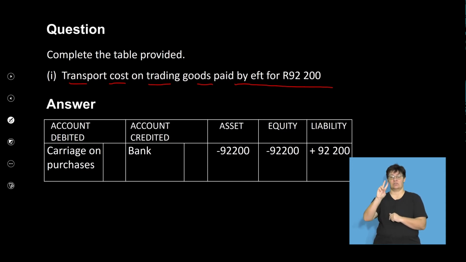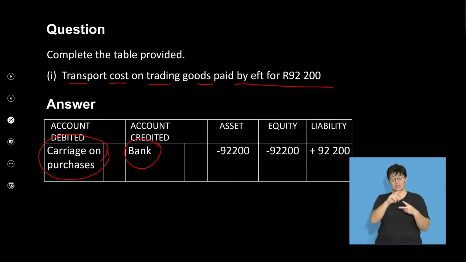Watch, account debited is carriage on purchases, account credited is bank. We're assuming that bank is favorable. Are we? No. Let's look. Yes, here's a classic question.